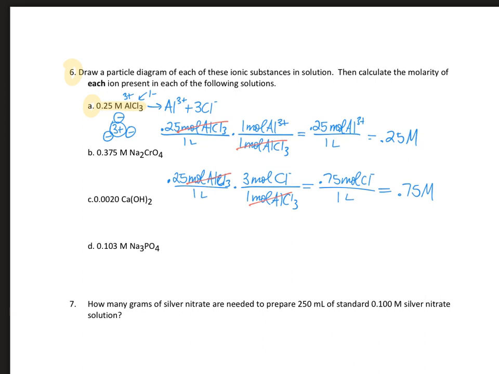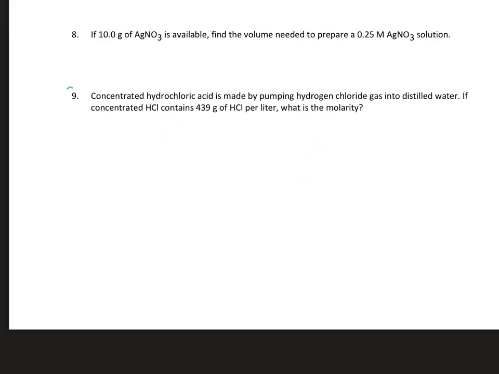Now, if we take a look at number 9, this is going to be very similar to the problem we looked at on the previous page in number 4. Here we've got concentrated hydrochloric acid made by pumping hydrogen chloride gas into distilled water. If concentrated HCl contains 439 grams of HCl per liter, what is the molarity? Again, this is going to be another situation where we're going to need to use molar mass to convert from grams into moles.